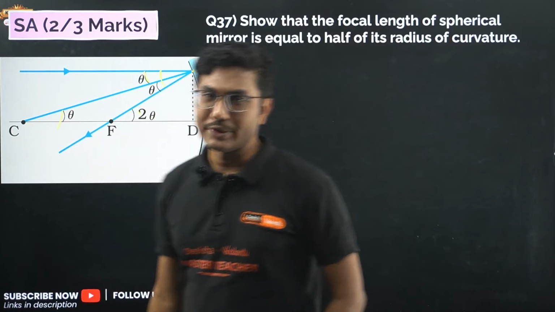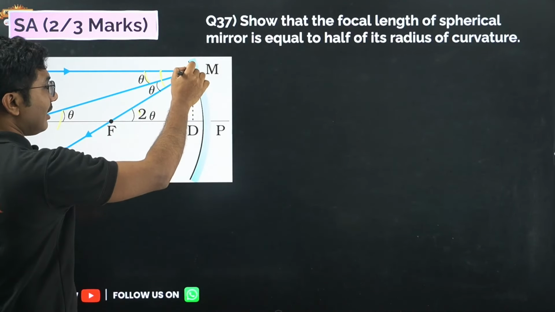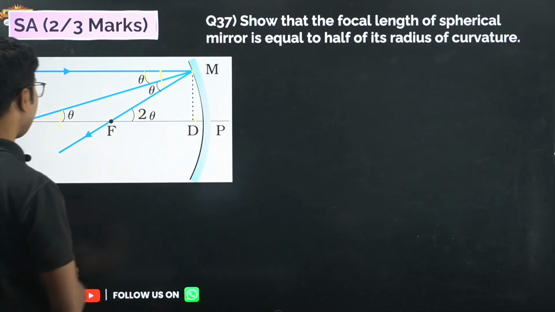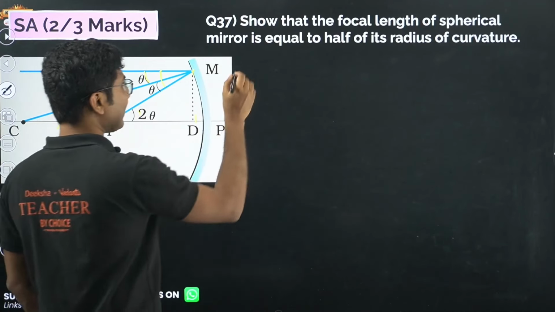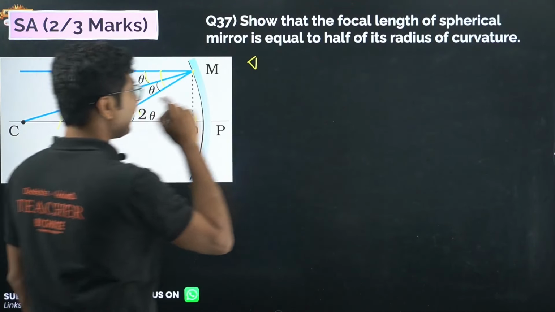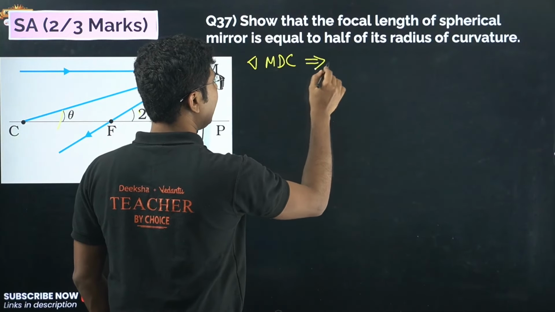Now we have to take two triangles. To take triangles, we first have to draw a perpendicular on the principal axis. MD is the perpendicular on the principal axis. Now we have to take two triangles, triangle MDC, and from here we will get tan theta.